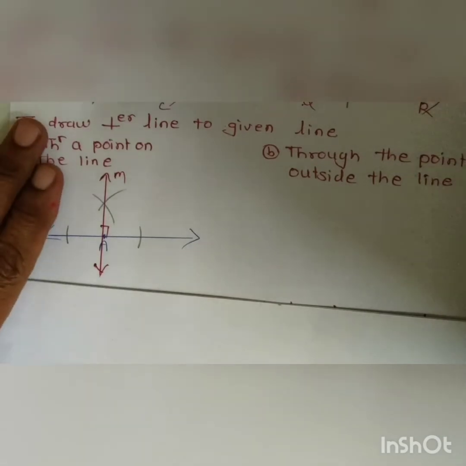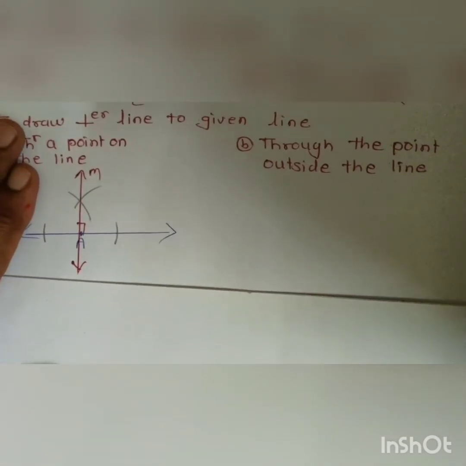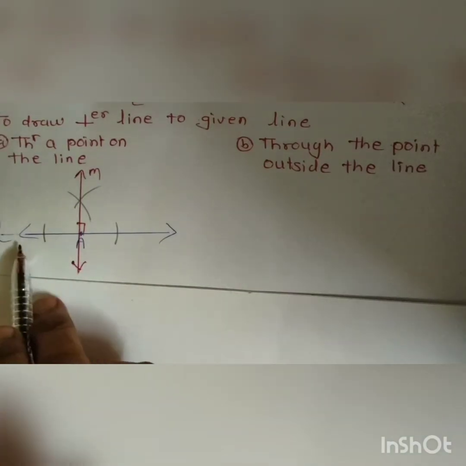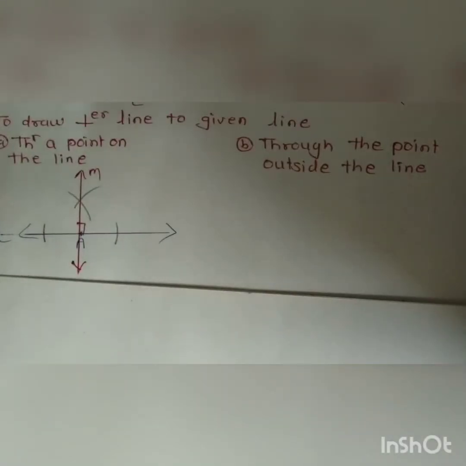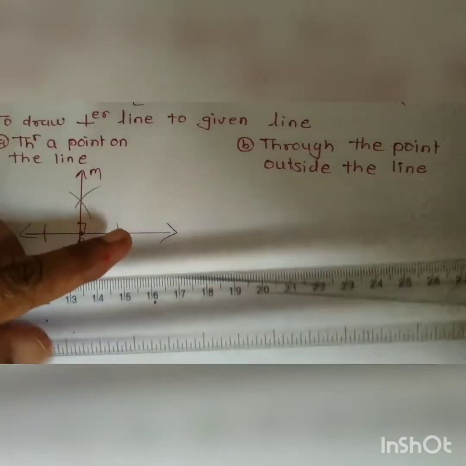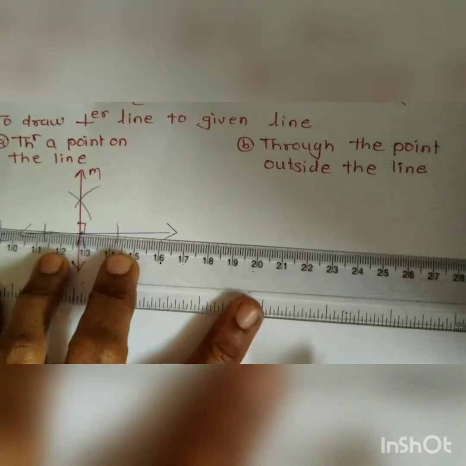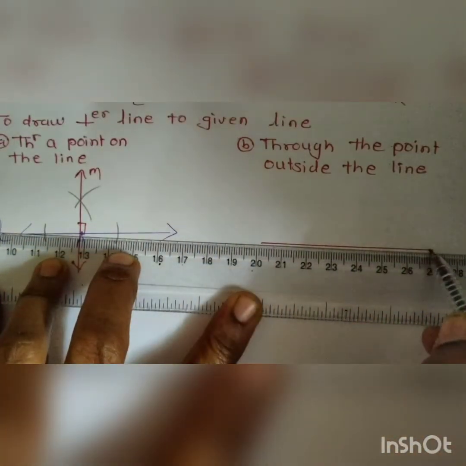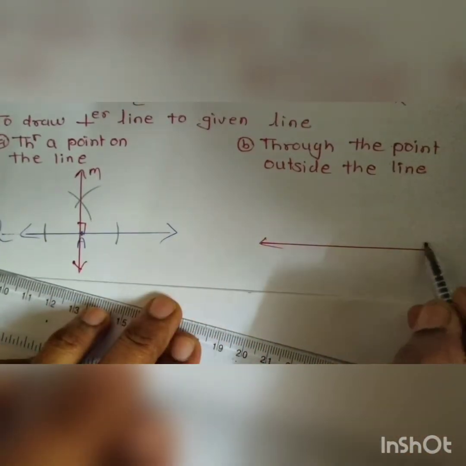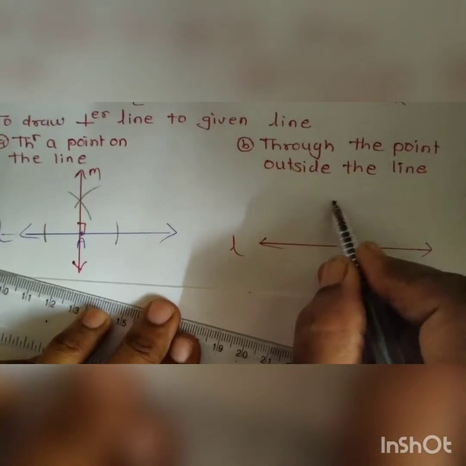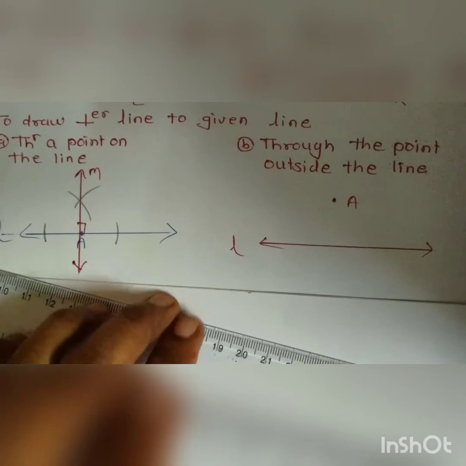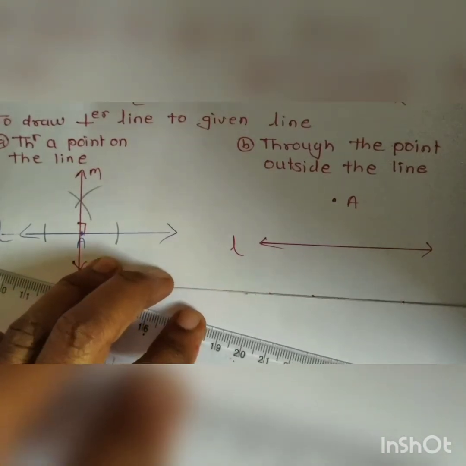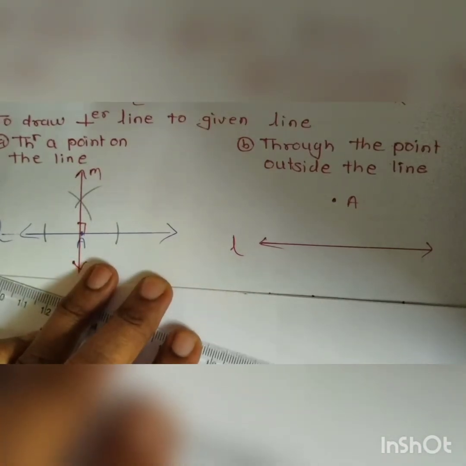Now the second type of the same construction is where this point A lies on the line, but now the point is outside the line. Now how to draw? See here, suppose this is the line L and this is the point A. We have to draw a perpendicular passing through point A.